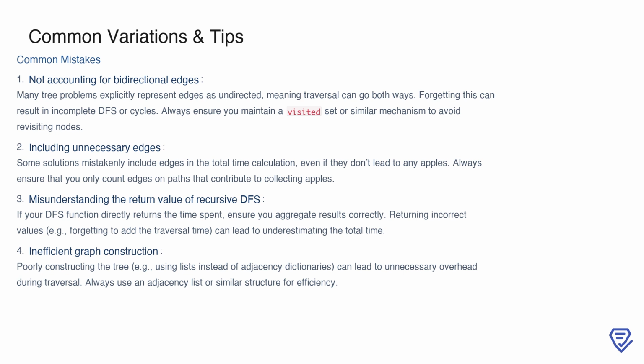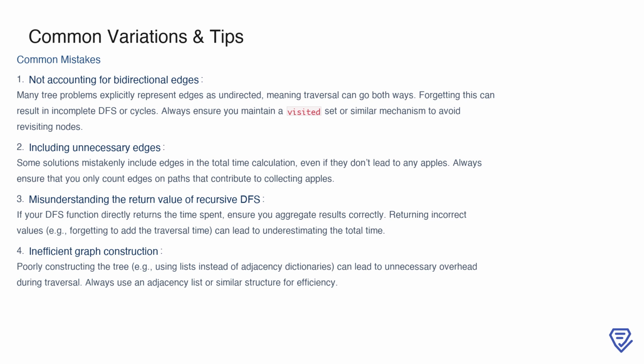In a tree structure, edges are undirected, meaning you can traverse them in both directions. If you forget this, you might end up with an incomplete depth-first search or, even worse, unintentionally create cycles in your traversal. To prevent this, always use a visited set or a similar mechanism to track nodes you've already processed, ensuring you don't revisit them.